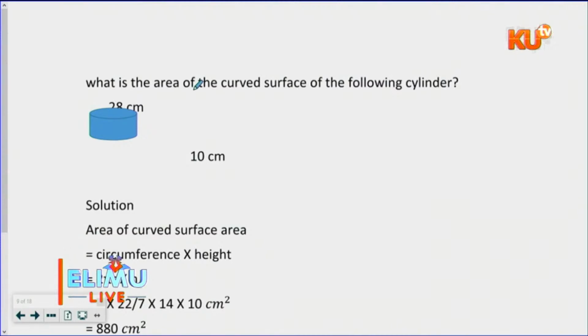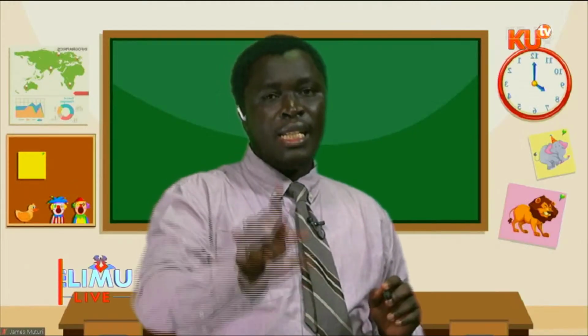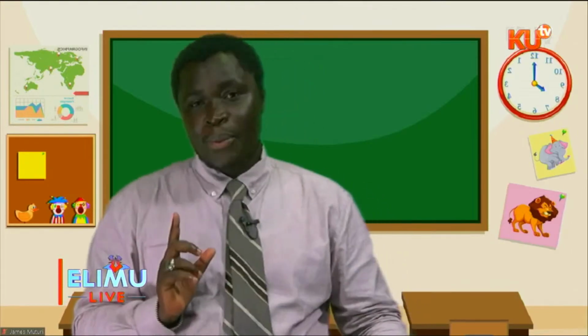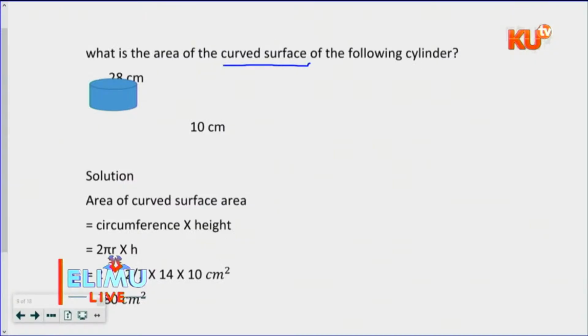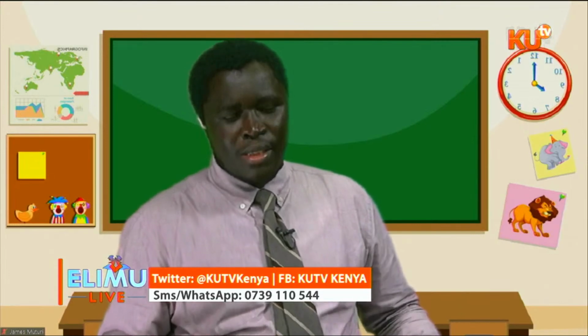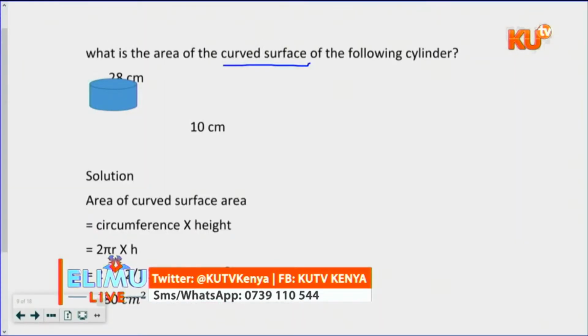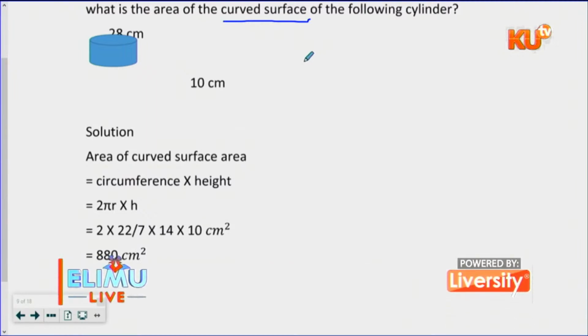Example number 3 is this one. This is a cylinder. What is the area of the curved surface of the cylinder below? I said underline the key words. Somebody will just rush without underlining the key words and then work out the surface area of the cylinder. But look at the question. Very key: what is the area of the curved surface of the cylinder? Curved surface, not the surface area of the cylinder. So be keen. Identify the key part of the question, and this key part will lead us to our solution.